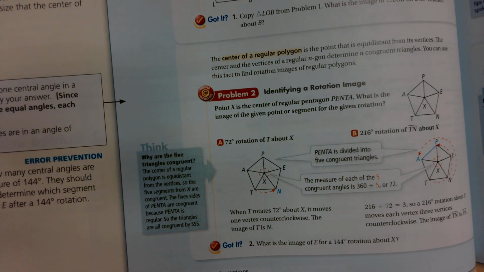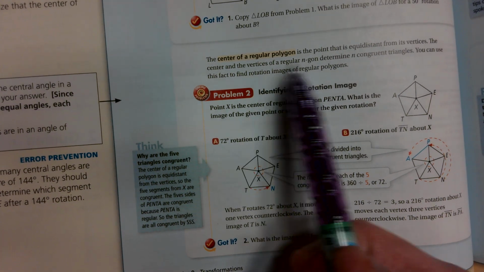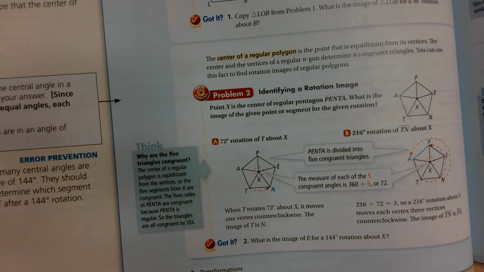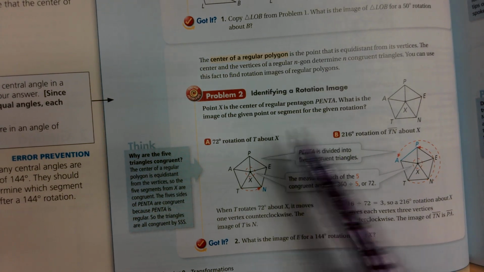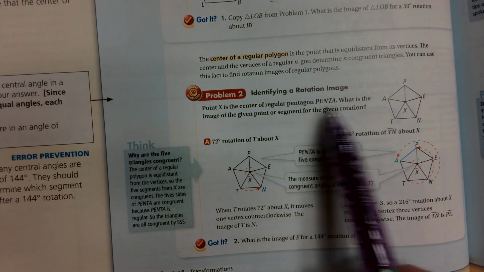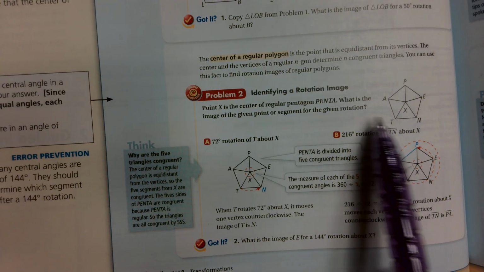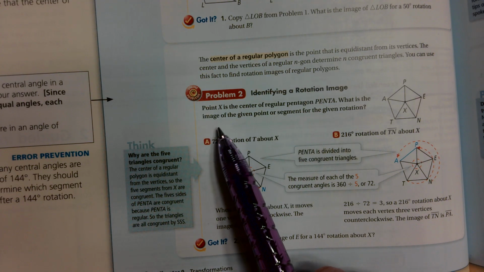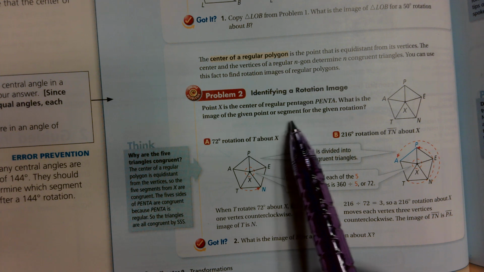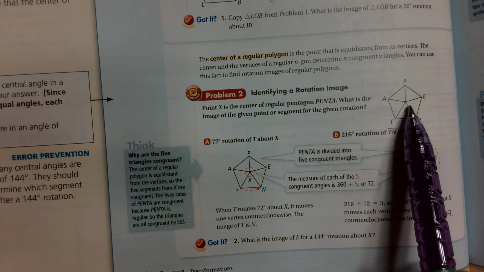Okay, so they're talking about the center of a regular polygon, which is what we just were talking about. Let's read it together. Point X is the center of the regular pentagon, PENTA. Well, how original that is. What is the image of the given point or segment for the given rotation?